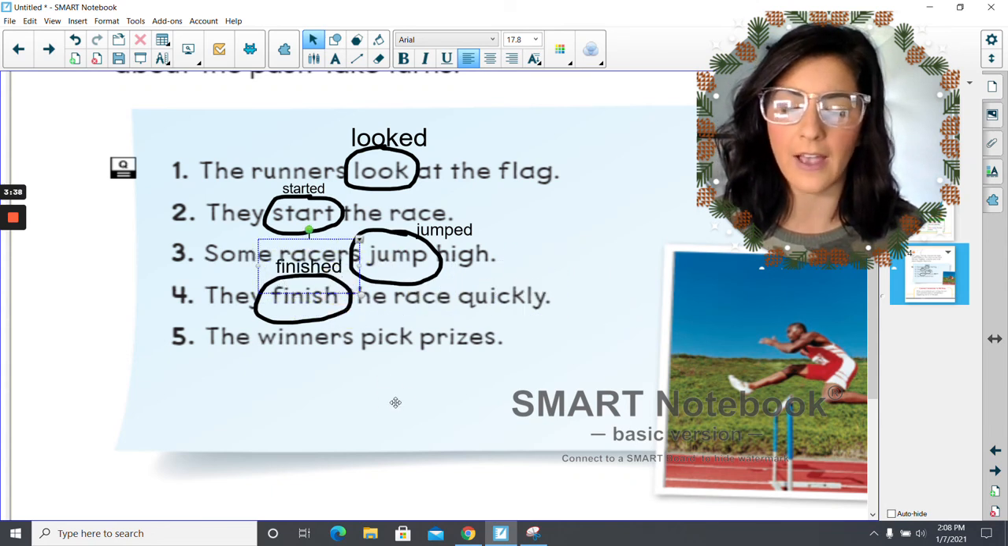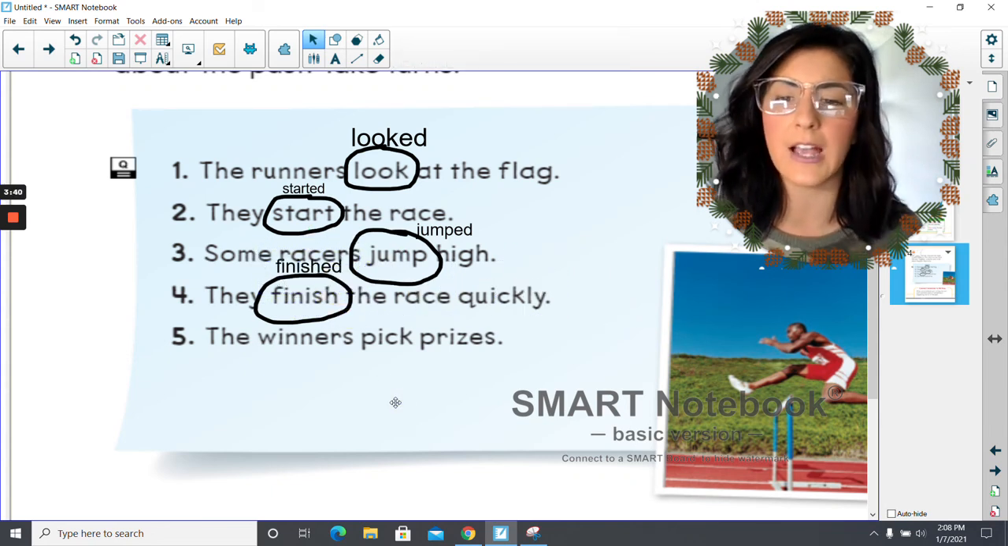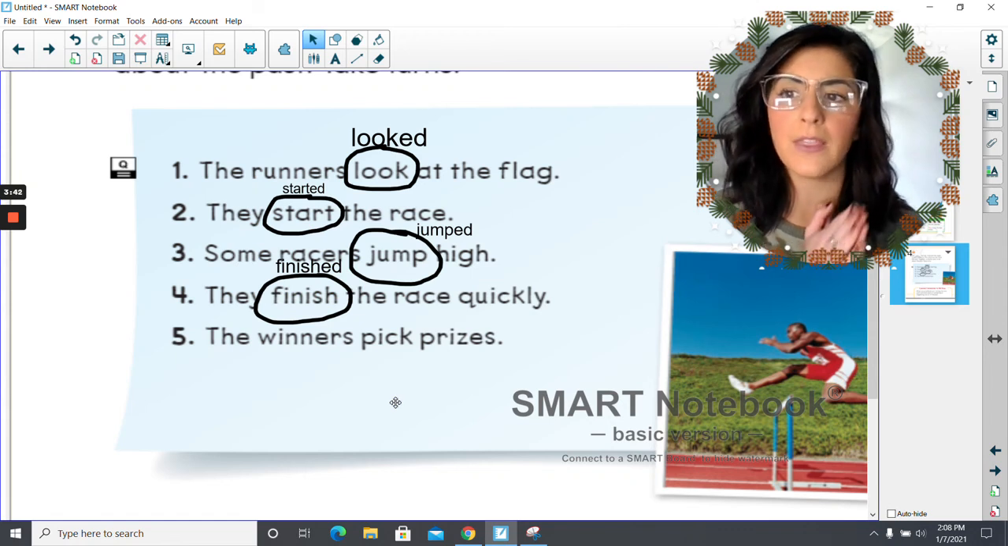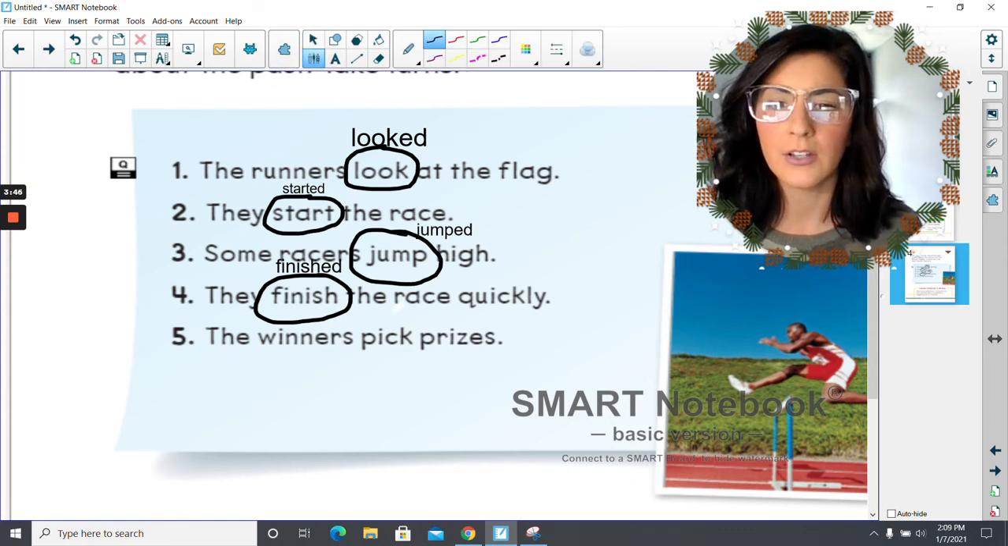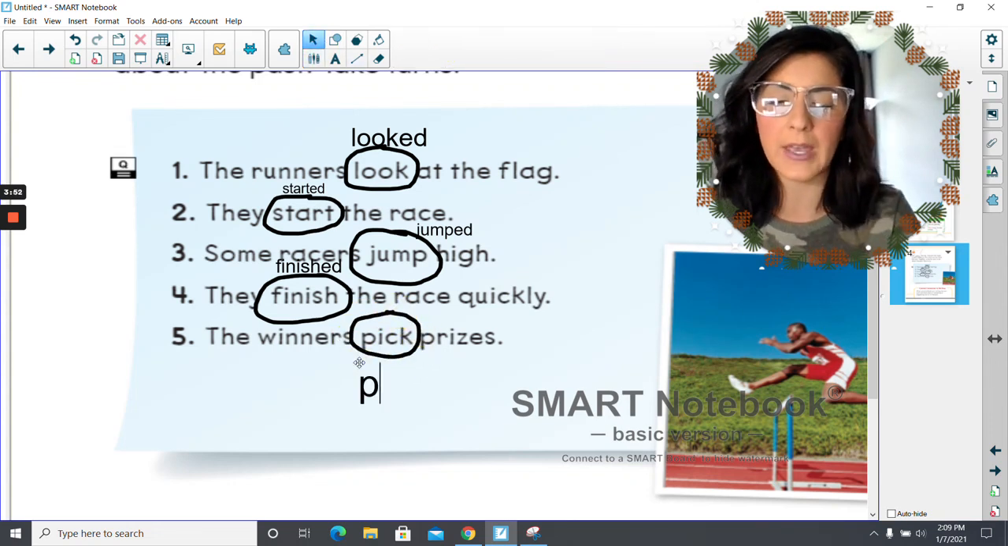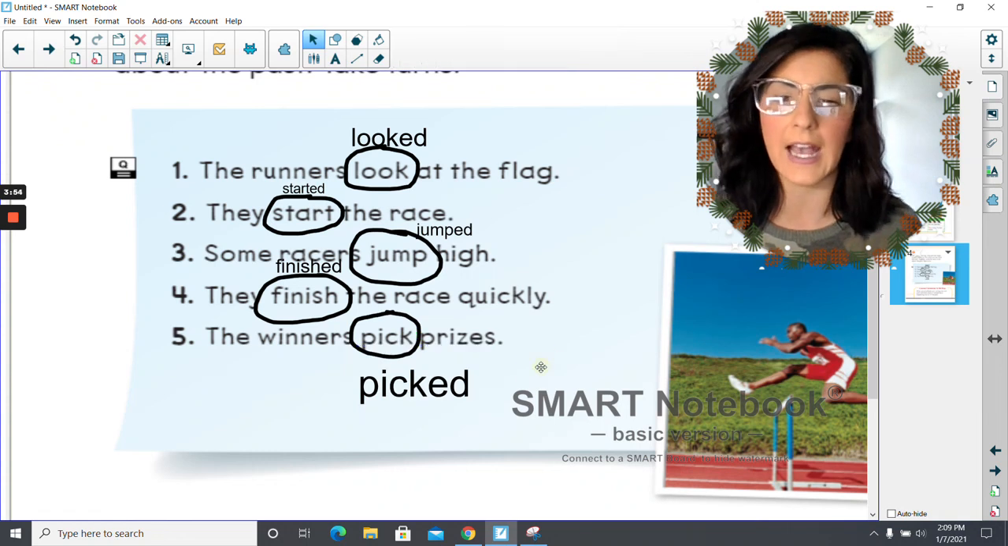And number five, the winners pick prizes. What do the winners do? They pick. So pick is the action. So I'm going to circle pick. And to make it past tense, we're going to say the winners picked prizes and add an ED.